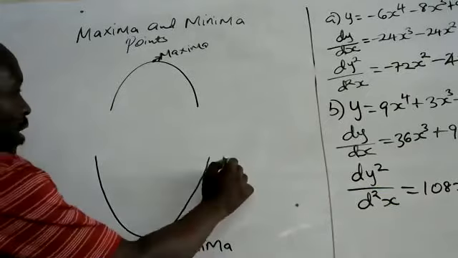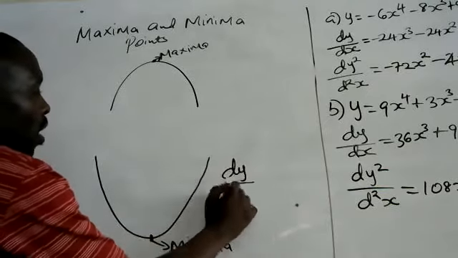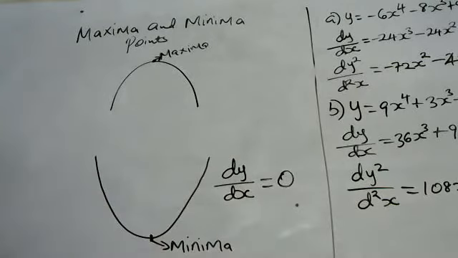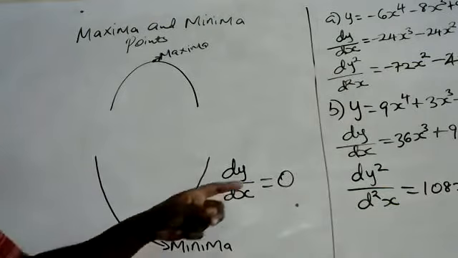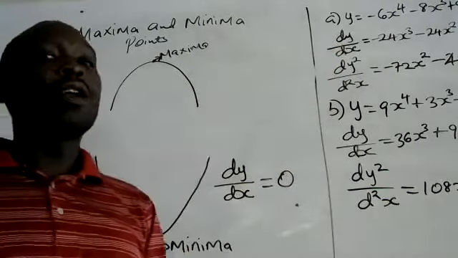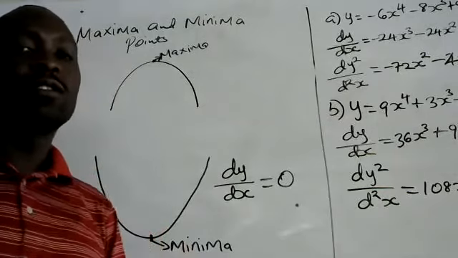i.e., dy over dx at those points is 0. Remember the dy over dx that we are getting here. We said they are derivatives. They are also the gradient functions.